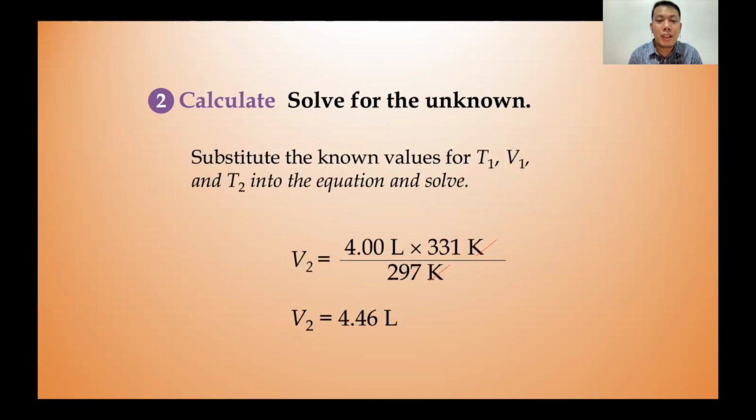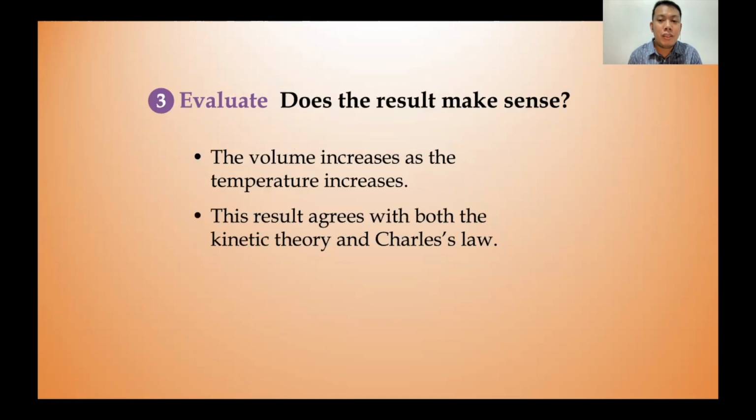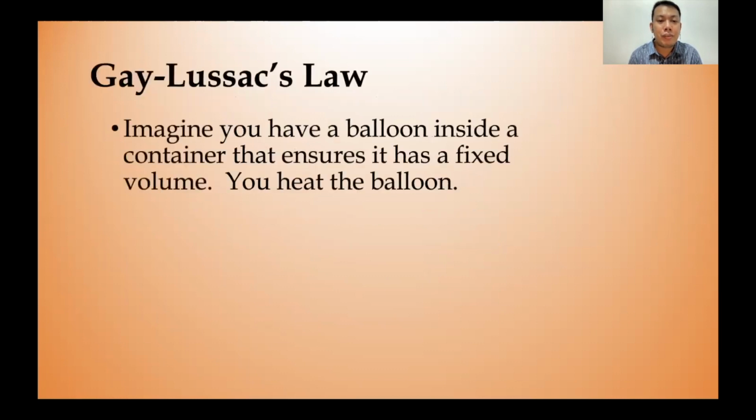After that, you have to substitute using the values from the first step. So that is 4.0 liters times 331 Kelvin over 297 Kelvin is equal to 4.46 liters. So that is the volume 2. And then you have to evaluate the result. The volume increases as temperature increases. Since there is an increase in temperature, expect that the volume will also increase. So that is Charles' law.